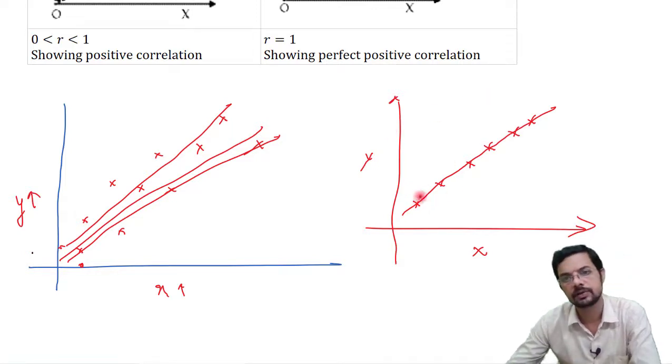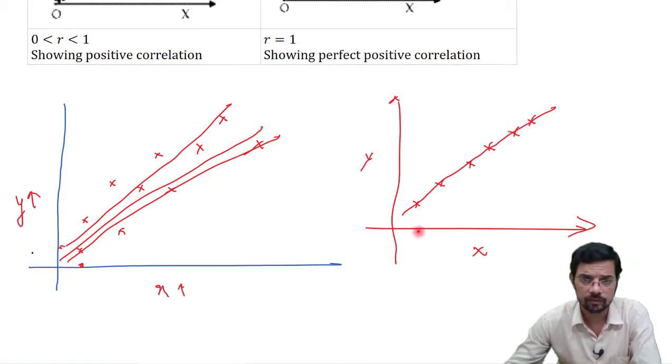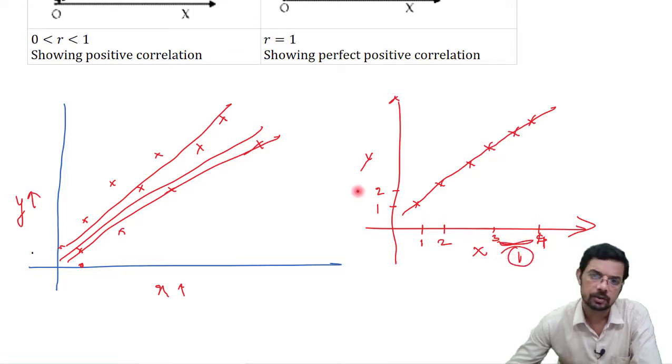Okay, in that case, we say that it is a perfect positive correlation. Also, when there is a small change in x, y also changes by the same amount. For example, if x increases from 1 to 2, y also increases from 1 to 2. Or if x increases from 3 to 4, y also increases. What is the change? The change is 1 unit, right? Same way, the change in y will also be 1 unit. So that is what we mean by perfect positive.